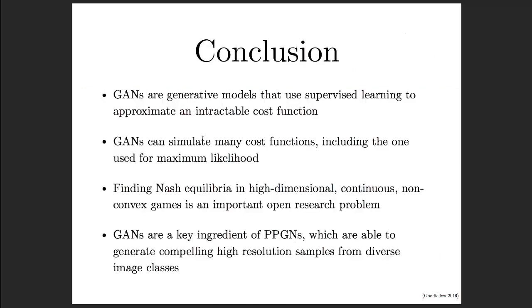So in conclusion, I'd hope that everyone remembers that generative adversarial networks are models that use supervised learning to approximate intractable costs by estimating ratios, and that they can simulate many different cost functions, including the one that's used for maximum likelihood. The most important research frontier in generative adversarial networks is figuring out how to find Nash equilibria in high-dimensional, non-convex, continuous games. And finally, generative adversarial networks are an important component of the current state-of-the-art in image generation and are now able to make high-resolution images with high diversity from many different classes.